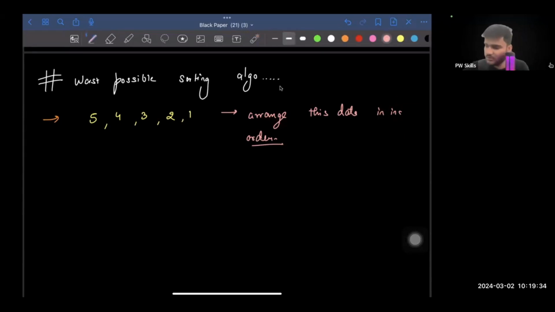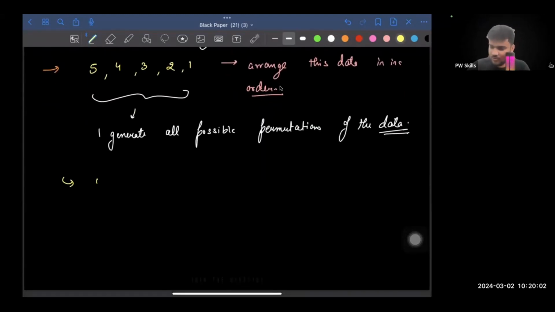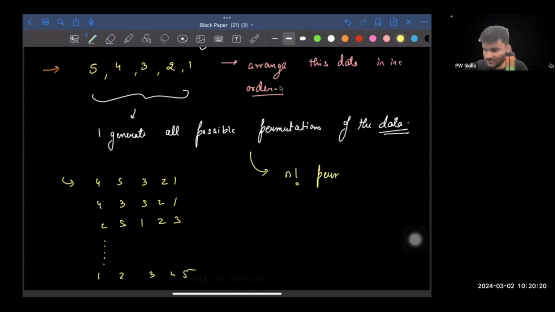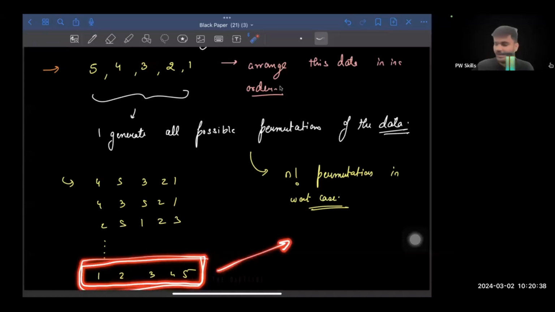Now what I can do is generate all possible permutations of the data. Different permutations will come up: 4, 5, 3, 2, 1, 4, 3, 5, 2, 1, and so on. And one of these permutations is going to be 1, 2, 3, 4, 5. So I'll be generating n factorial permutations in the worst case. Then among all of those permutations, I will check which one arranges the elements in increasing order only. And that will be my final answer.